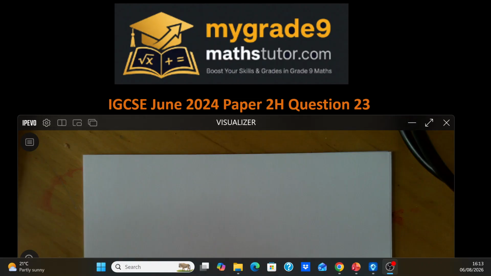To the IGCSE June 24 2H question 23, which is quite a nice question. Remember, you should have had a go at this question. You should have looked at the mark scheme and you should be trying to figure out what you've done and how to improve. Right, so let's have a look.